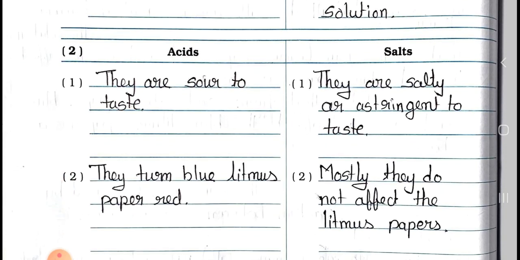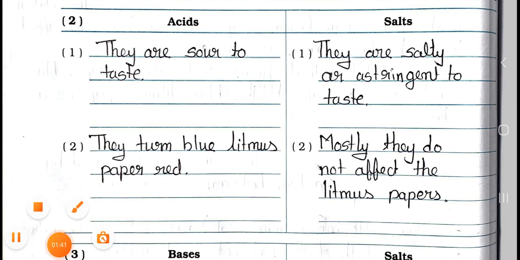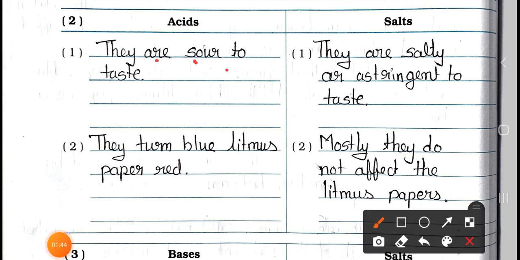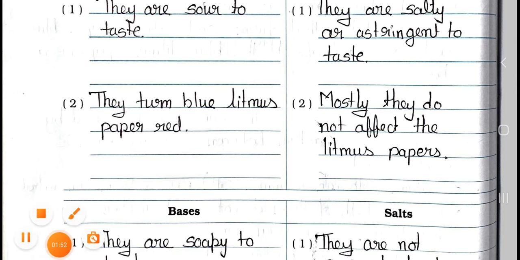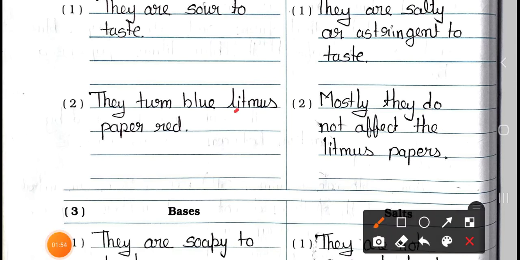Now see number 2, difference between acids and salts. Point 1: acids are sour to taste, and salts are salty or astringent to taste. See, next point: acids turn blue litmus paper red, and salts mostly do not affect the litmus paper.